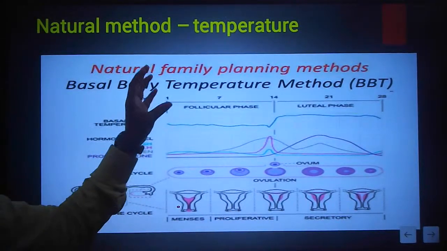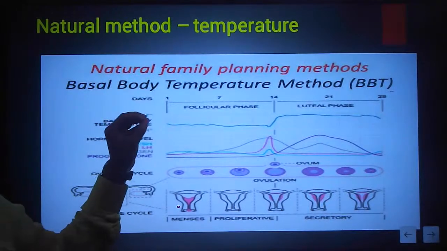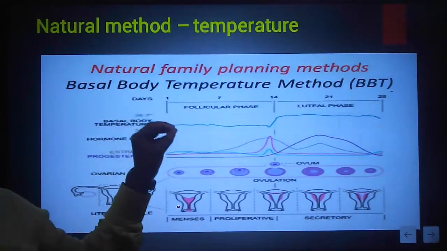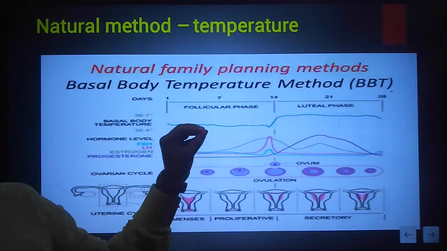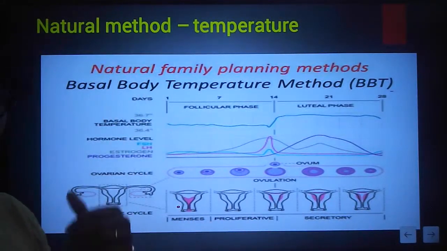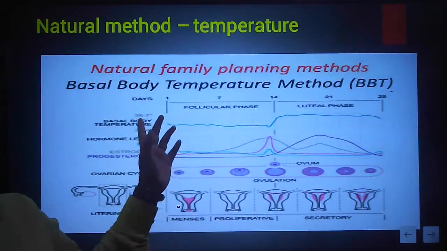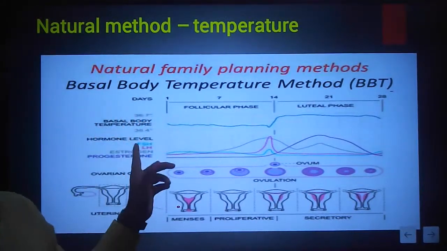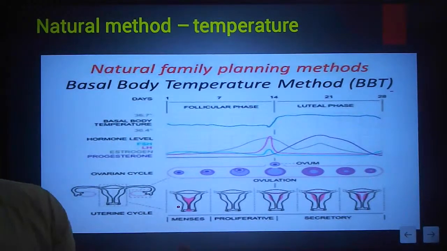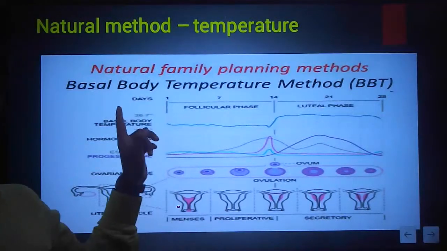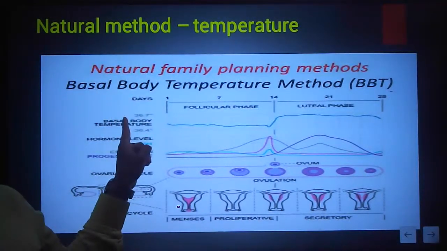When there is a slight increase in our temperature, rising day by day, for example 0.5 to 1 degree Fahrenheit, the temperature will start increasing. So she can use a thermometer to record the temperature. She should record it the moment she wakes up in the morning, before she gets up from the bed.